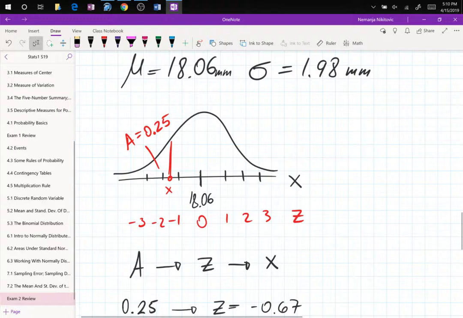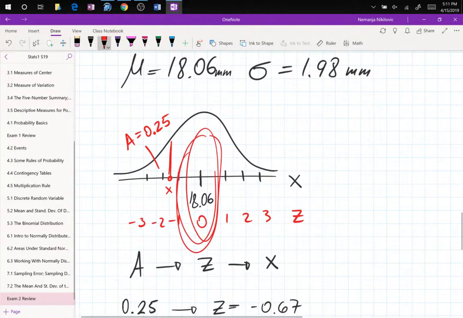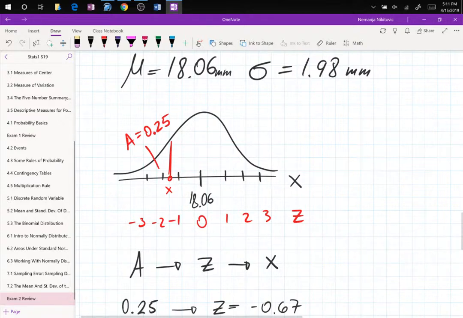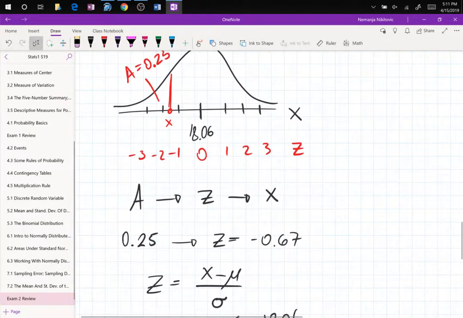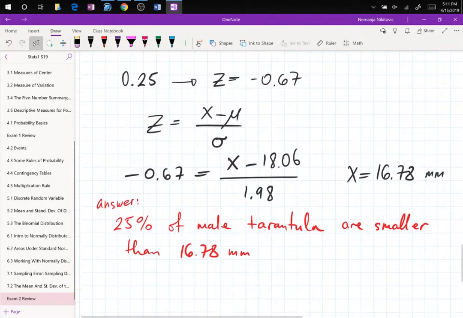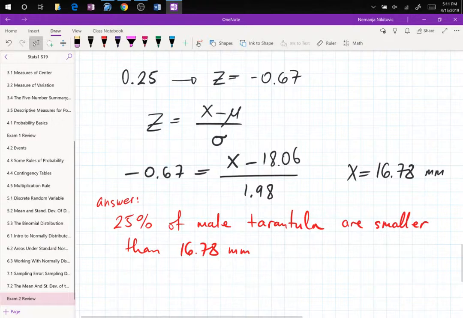Area is 0.5. What's the z-score? 0, exactly. So the mean has a z-score of 0. And then your third quartile would be 75%, so you're looking for the 75 to the other side. And that's that. Great question. Anything else?